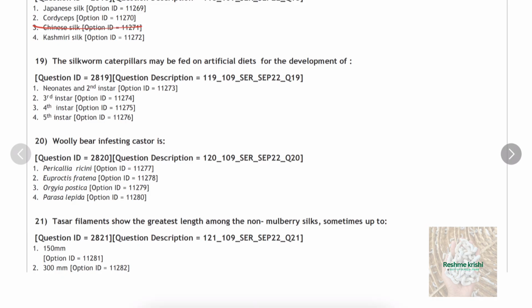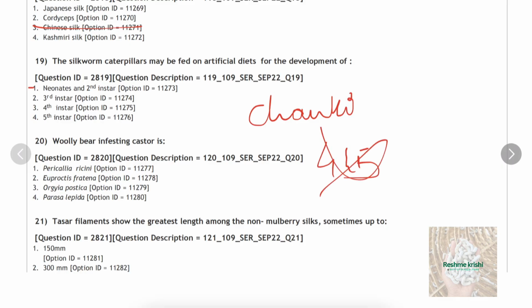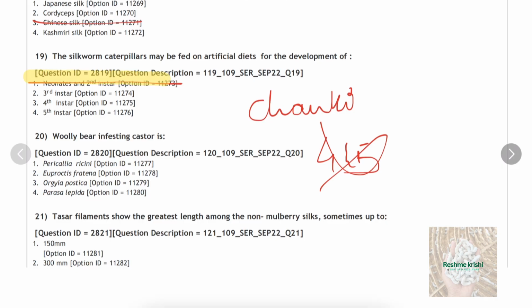The silkworm caterpillars may be fed on artificial diets for the development of... always the artificial diet is given for the chawki worms, not for the late age, 4th and 5th, no, it cannot be given. So now here the option is here. Sometimes the answer will be there in front of our eyes, and it is confusing when we sit in the exam. It is difficult to understand at that particular time, but now to discuss it is easy.